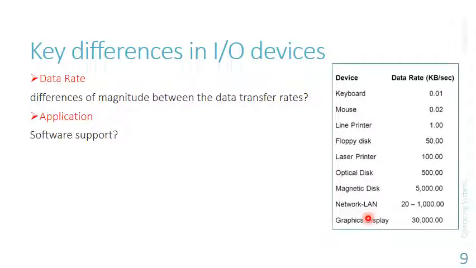So the application: we can find out that some I/O devices are meant to be used with different types of applications. However, one type of device could be dedicated, one application could be dedicated to one type of device, like, you cannot use it with different applications. Then, is there different software support for each of the devices? And how complex the control of the device is.